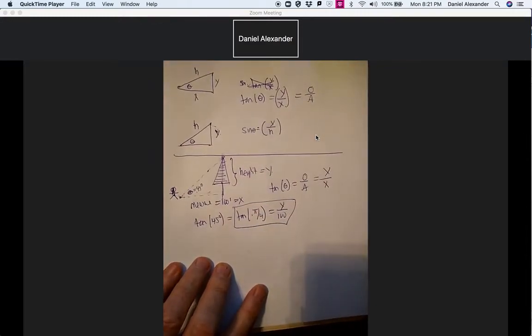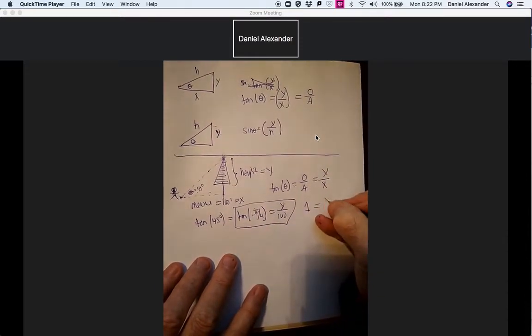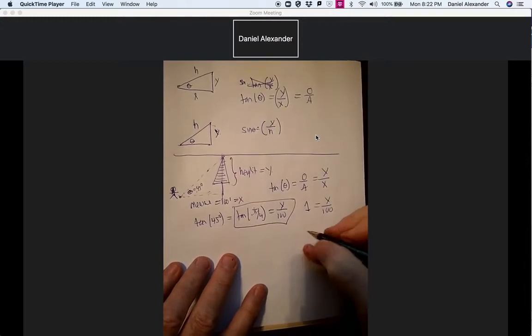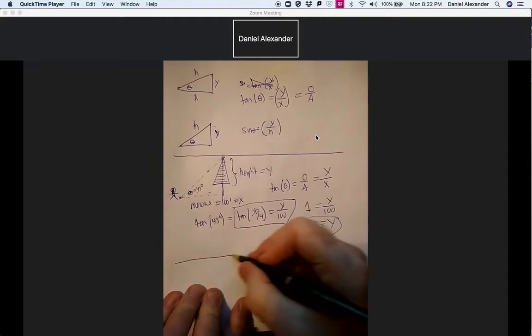So we have an equation we can solve. All we need to know is the tangent ratio, so I go to a calculator and plug that in. I get 1 is equal to y over 100. Multiply both sides by 100. I get the height of the tree is 100.